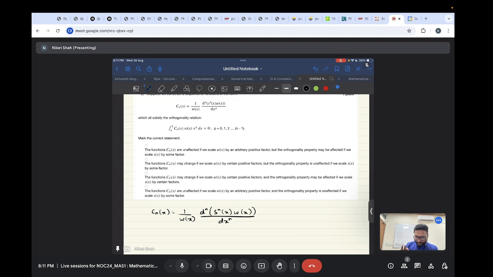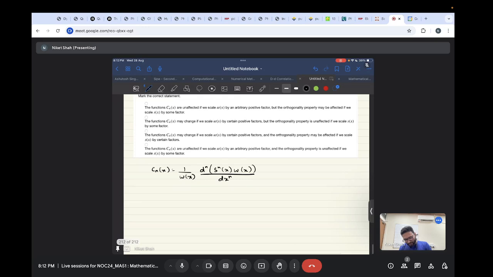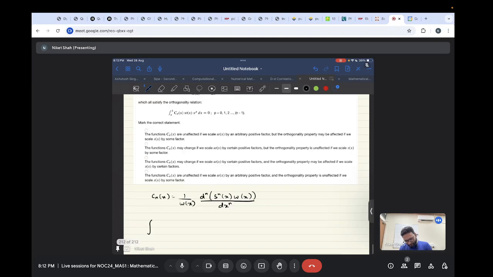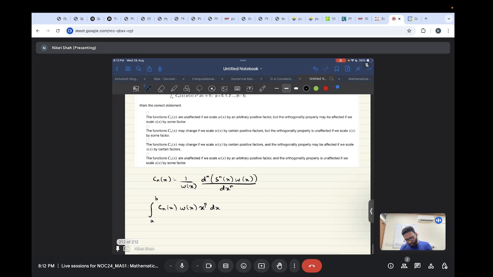So basically, the idea is that we are scaling both w of x and s of x, and we want to see what is the change in the function c of x and the orthogonality relation. Do either of them or both of them change? Or neither of them. We want to see whether there is any change at all. Okay, so this is my Cn of x. The orthogonality relation that we are looking for is something of this form. We want to see whether there is any change in this or this.